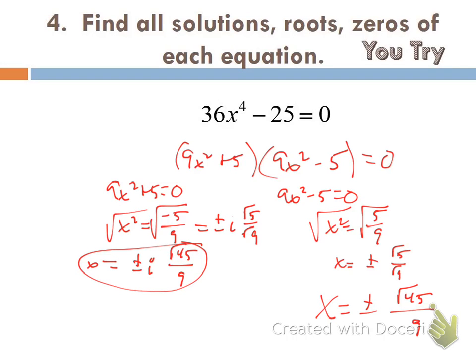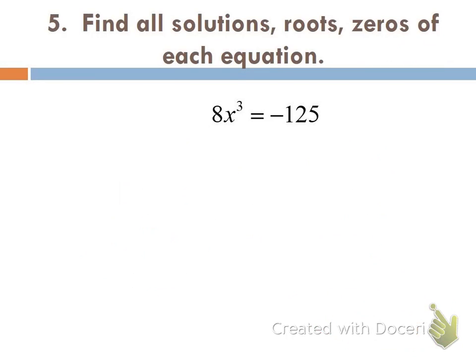And this is what you should have gotten. You should have gotten plus or minus i square root of 45 over 9 and plus or minus square root of 45 over 9. Those are your four solutions to this guy, right? So definitely, if you want to, pause the video and check out my work versus your work and make sure that you understand what's going on. If you don't, come in during STAR and we'll take a look.